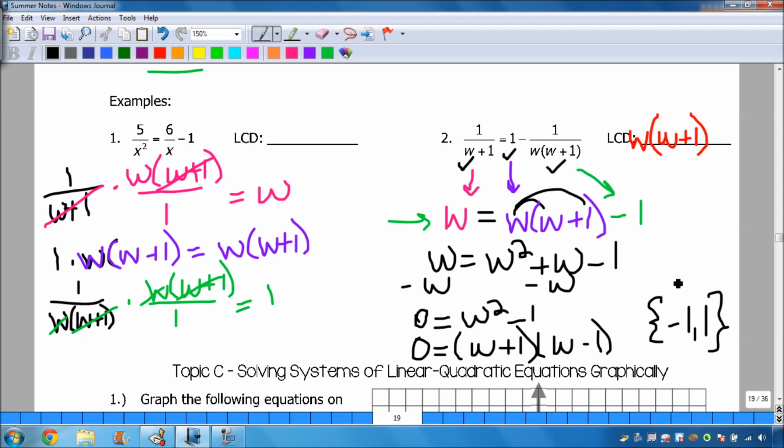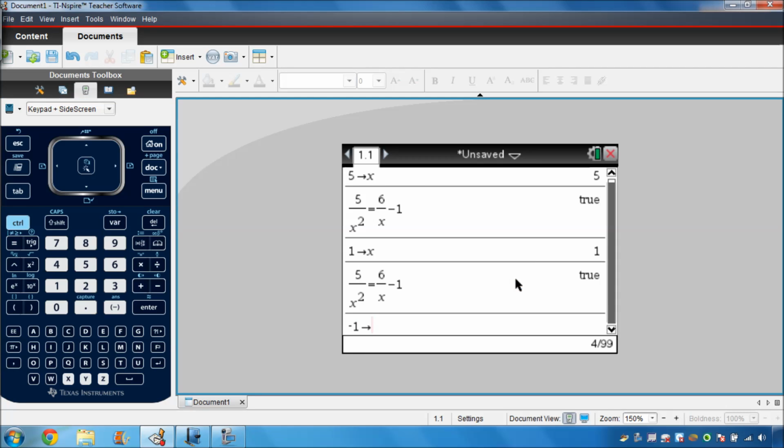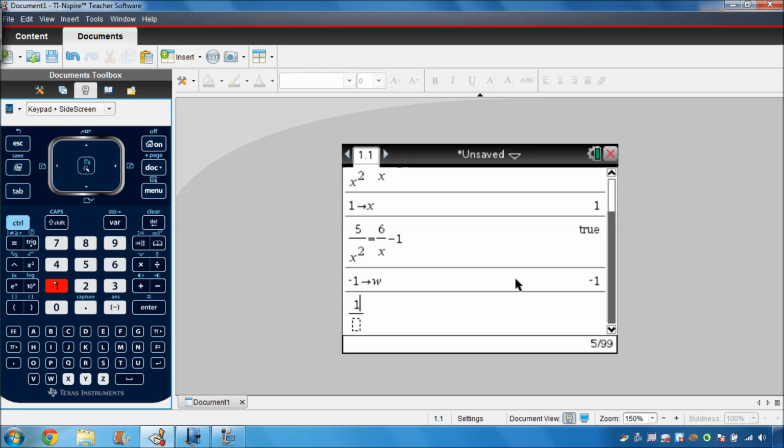So the first answer that I got was -1. I'm going to take -1 in my calculator and store it in as w. Press enter. Now the calculator knows that -1 is my w. Then I'm going to type in my equation. I'm going to do control divides to get my fraction, and I'm going to say 1 over w plus 1 equals 1 minus, and then same thing, control divides, 1 over w times w plus 1. Close your parentheses, press enter.